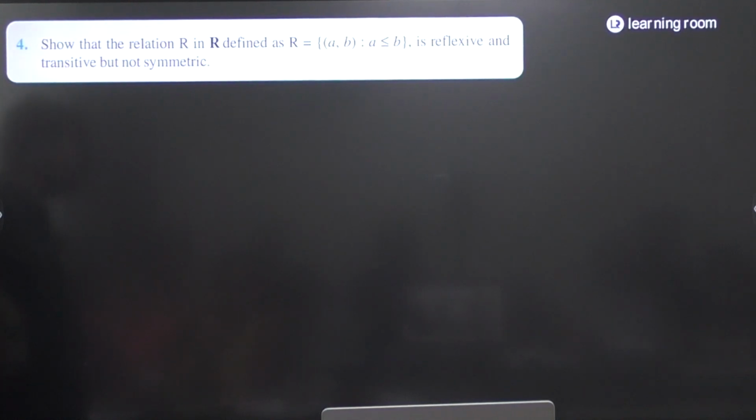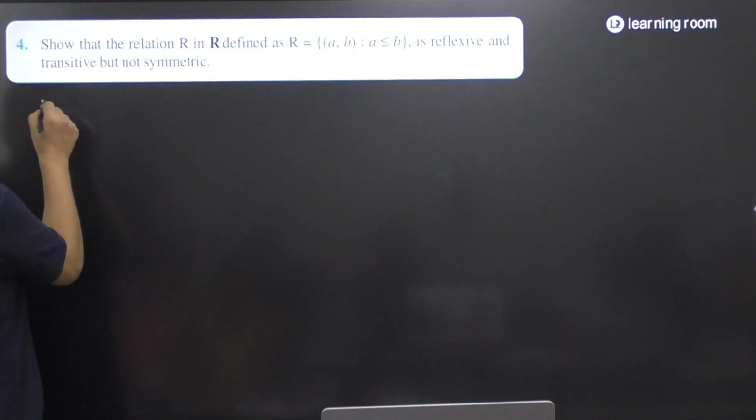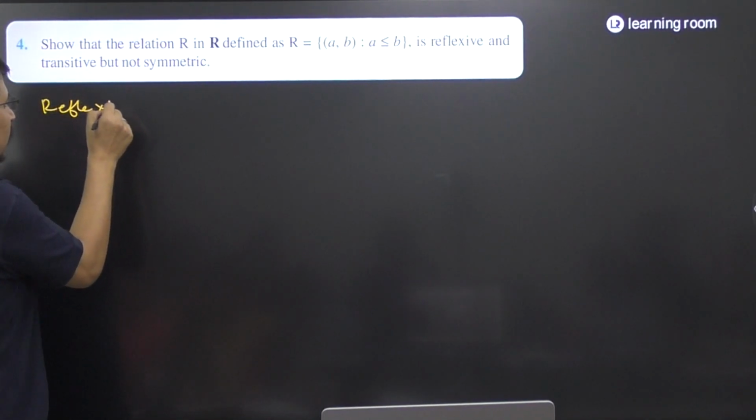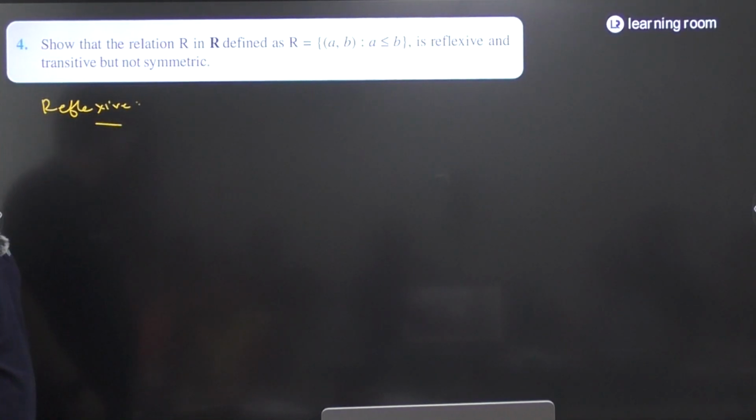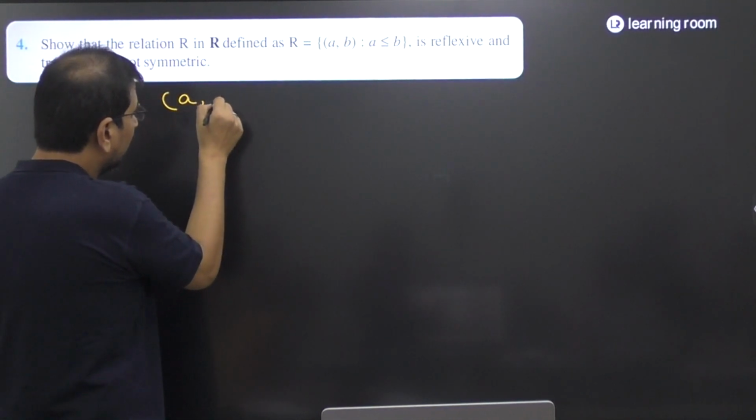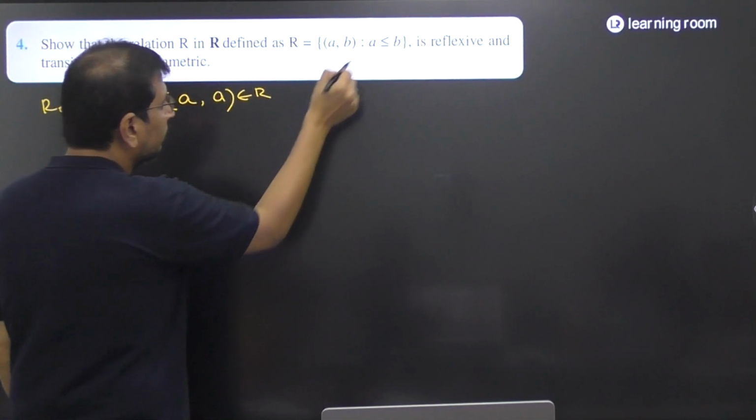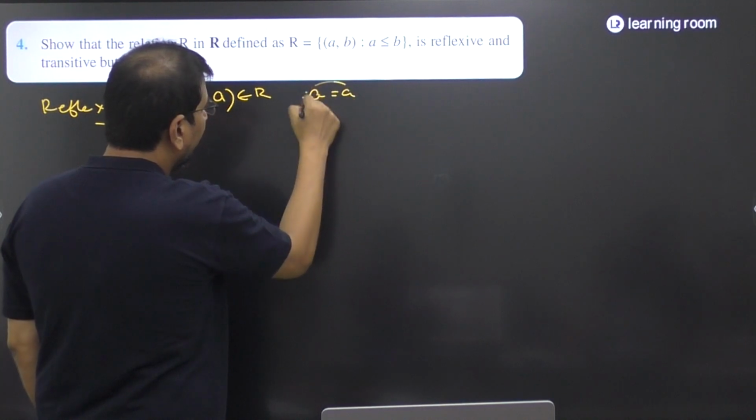It is reflexive and transitive. Okay. So they have asked us to prove them. Show that it is reflexive and transitive. So how do you prove it? For reflexive, obvious reasons, because of the equality, right? (a, a) belongs to R because a is equal to a.